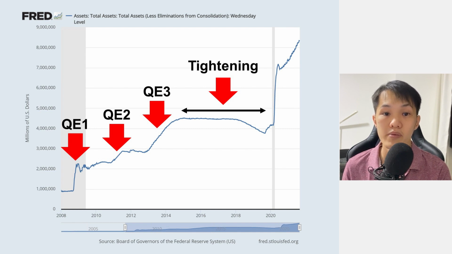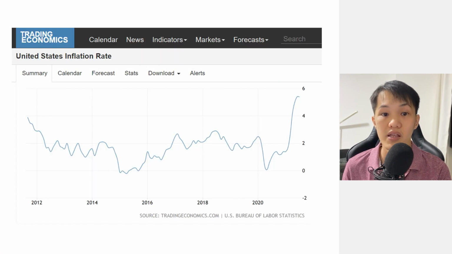The entire QE program is an experiment because this was the first time it was conducted. In the early years, many economists were worried that the expansion of monetary policy would result in hyperinflation. It turned out that inflation stayed below 3% in the entire period until 2021. Let's look at the timeline of the key events between 2015 and 2019.